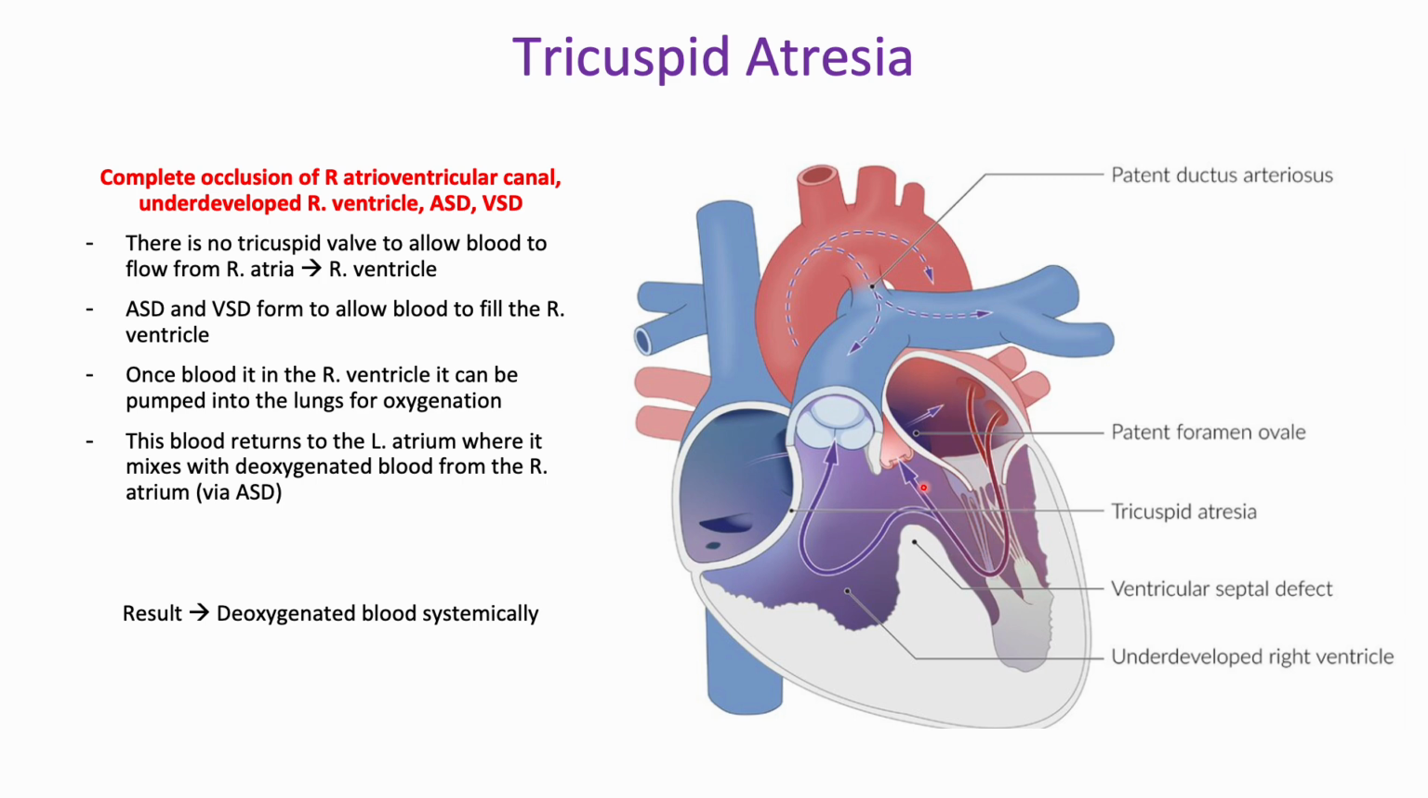And because we're going to have mixing of blood here, so this is deoxygenated blood going from the right side of the heart to the left side of the heart. This is going to be deoxygenated blood in general. Again, the pulmonary veins that are receiving oxygenated blood are also mixing here. So you get mixed blood, so it's deoxygenated, going into the aorta and going into the pulmonary trunk. So overall, the end result is deoxygenated blood systemically.